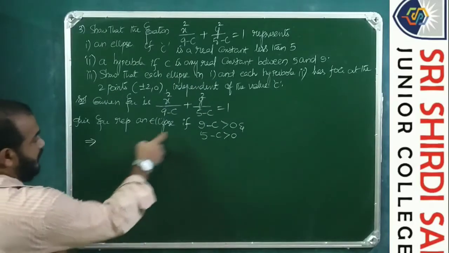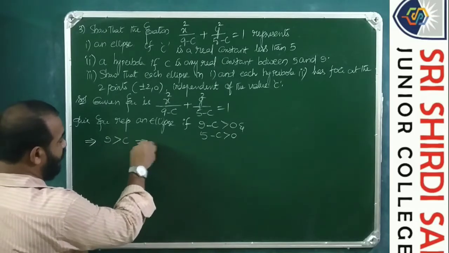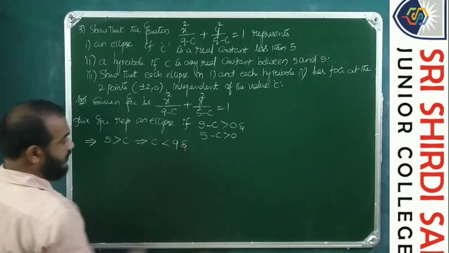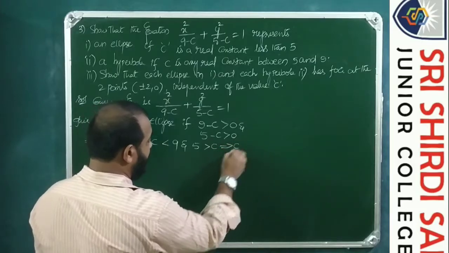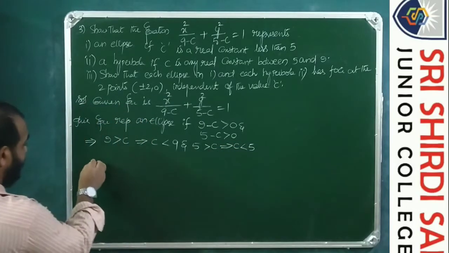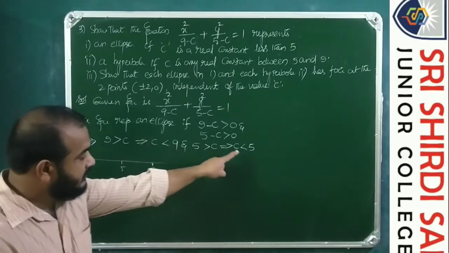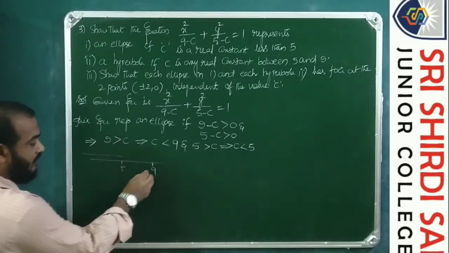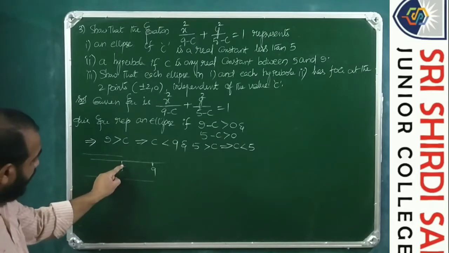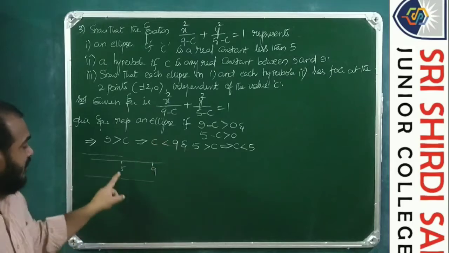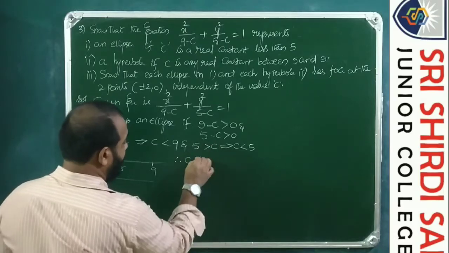So from this, 9 minus c is greater than 0, 9 is greater than c; in other words, c is less than 9. And 5 minus c is greater than 0, so 5 is greater than c, otherwise c is less than 5. That means this is 5 and this is 9. The c value is less than 5 and the c value is less than 9. That means c is less than 5 in both these conditions. Therefore, c is less than 5.